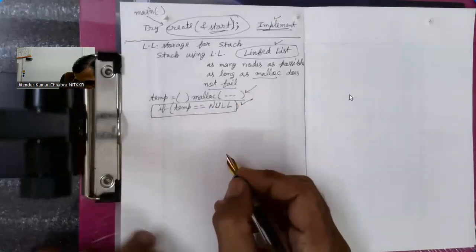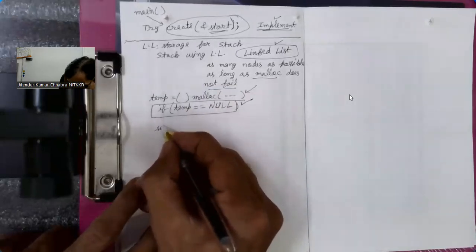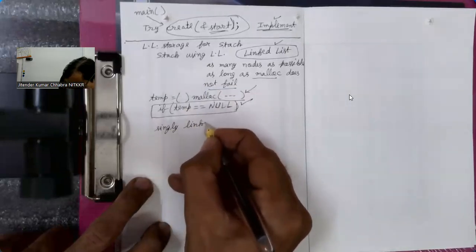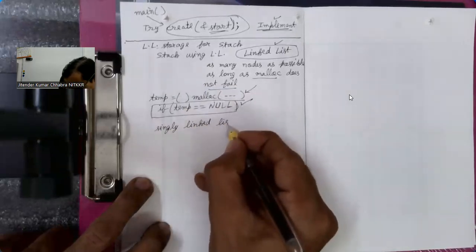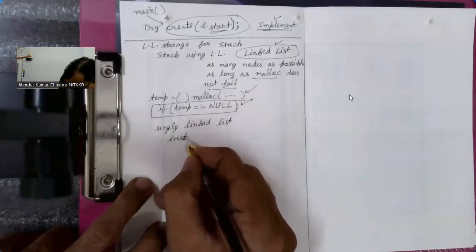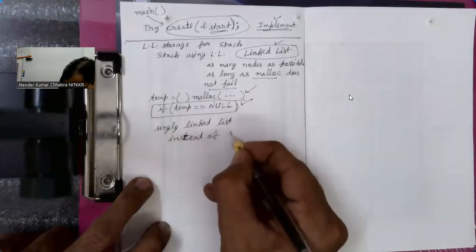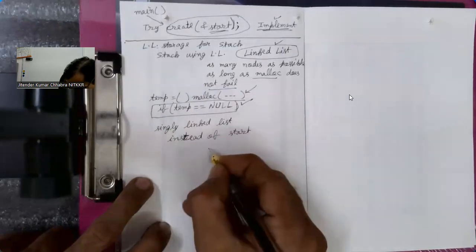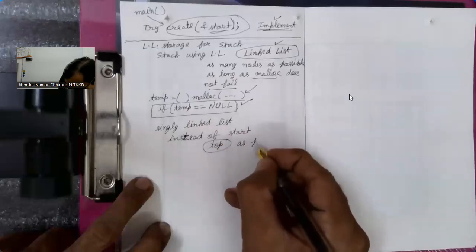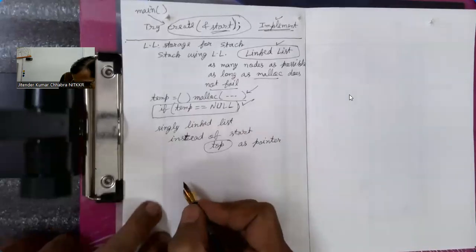Now, linked stack effectively means a singly linked list to be used, of course, nothing else. Now, instead of a start pointer, we will have the top pointer. So earlier we have been using start for the linked list. Now we will use a top pointer. So top will be not an index, but a pointer to the linked list.